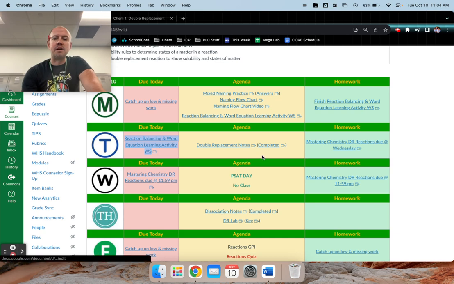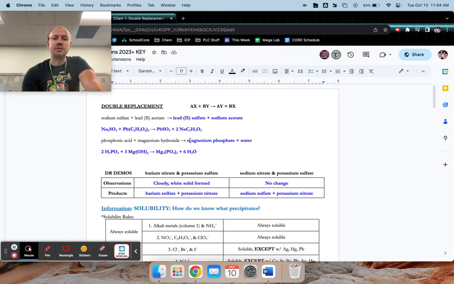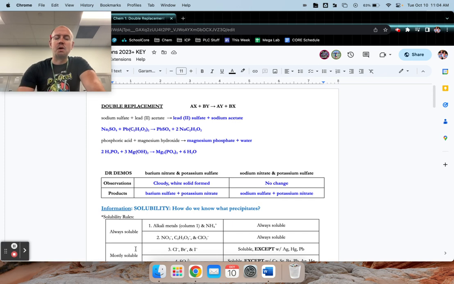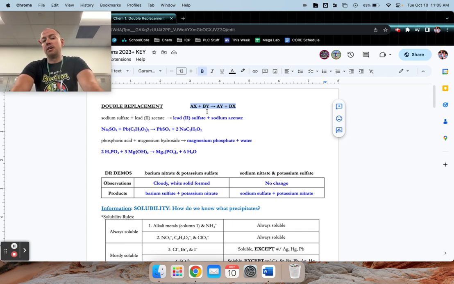But first, I want to wrap up our double replacement notes. So right here, this is what we were doing on Tuesday. We looked at how we trade our partners, sodium going with the acetate, so our cation to the anion, lead going with the sulfate. So on a double replacement, like this general formula here, we just swap our cations and swap our anions until we have our new compounds. Our charges are balanced, our formulas are based upon those charges.